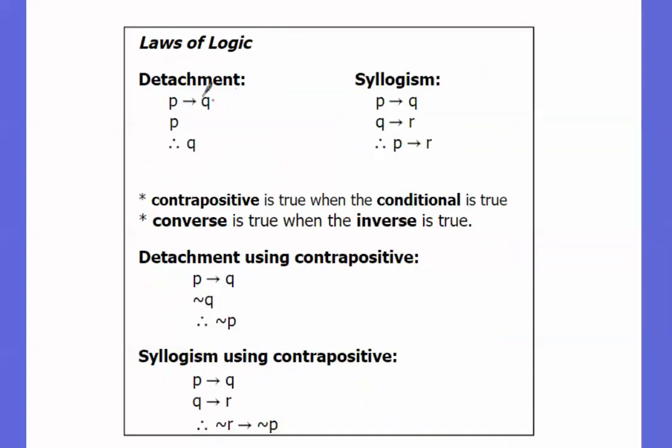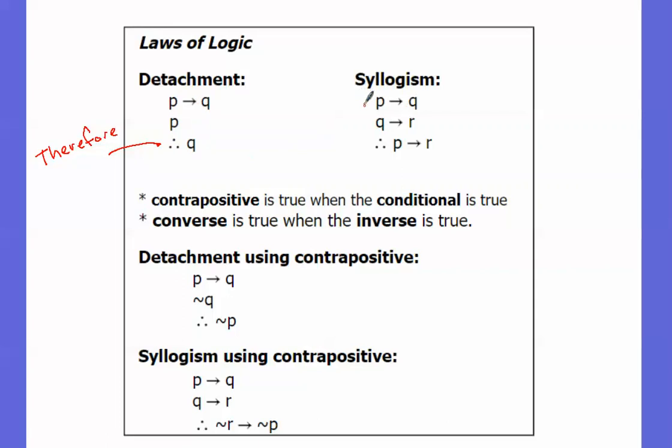The laws of logic. You have a law of detachment and a law of syllogism. The law of detachment gives us only one statement: if P, then Q. It then separates the hypothesis and says, you have P. These three dots mean the word therefore. That identifies a conclusion is about to occur. So therefore Q. This is a valid argument because P comes first and Q comes last. You have P, therefore you have Q.